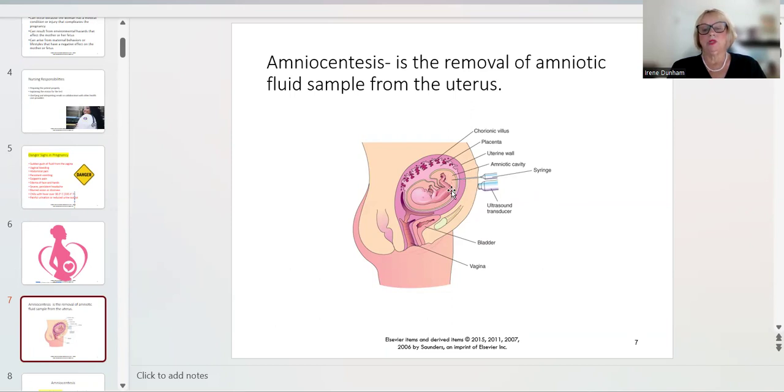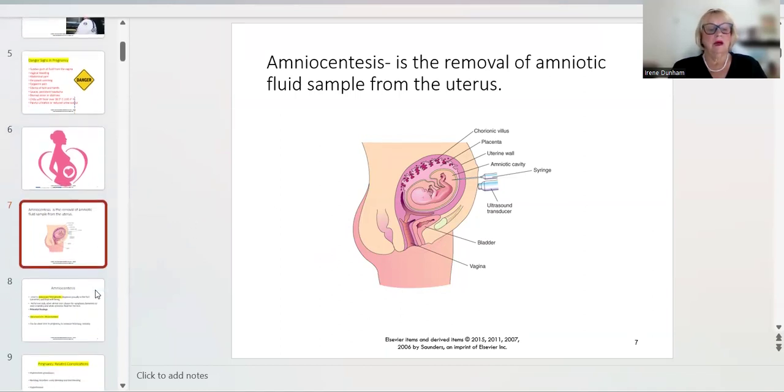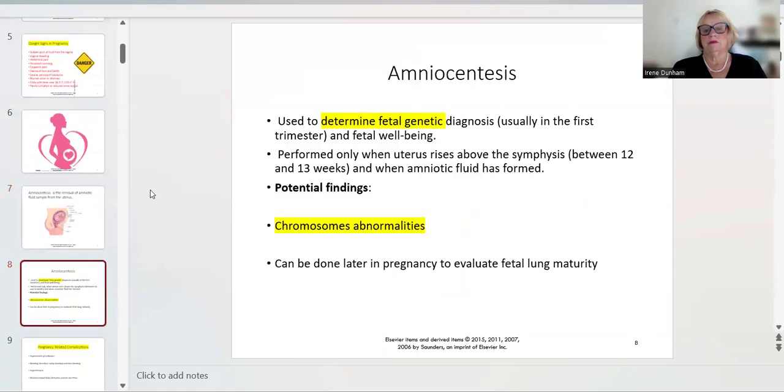Because what we do is we look for these pockets of fluid, and we keep away from the fetus itself and just go for the fluid. And usually they fill up a 20 cc syringe and send it off for chromosome analysis. It's a really good test, but it does come with its risk. And we're looking for fetal genetic diagnosis. So you have to wait until there's enough amniotic fluid. So that's a negative to it, because you have to wait.